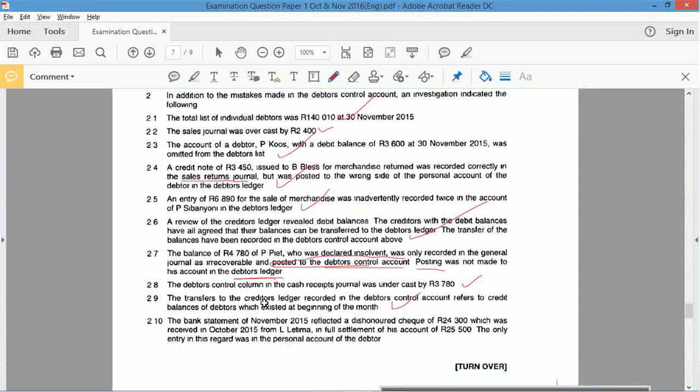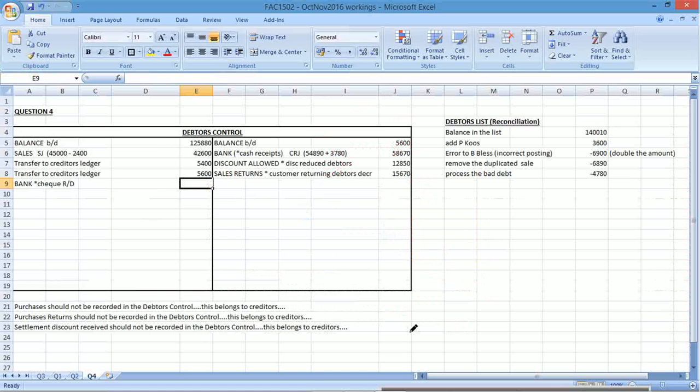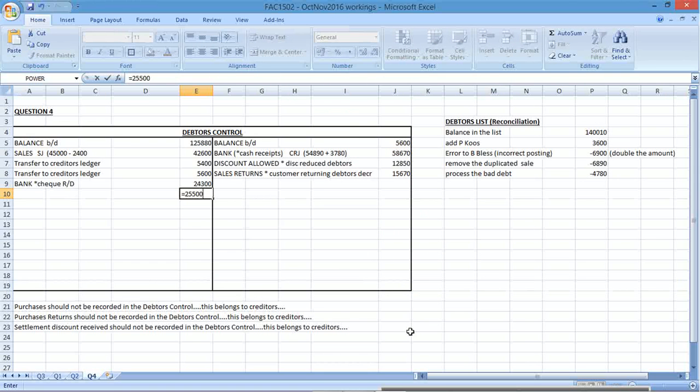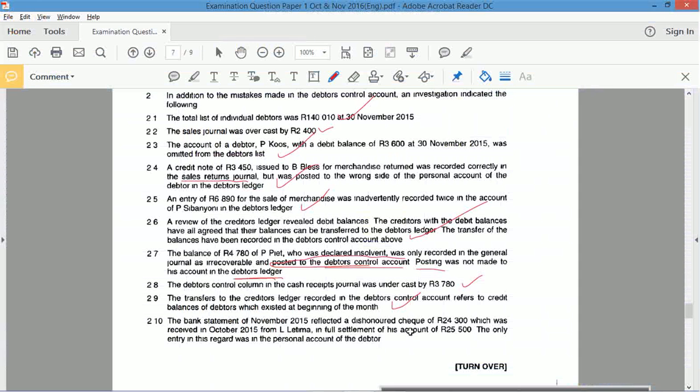Okay, how much was it? The check was for how much? 24,300, but the discount was for how much? 25,500, the full amount. Okay, so the discount is the difference. Okay, so 25,500 less 24,300. That's the discount. Okay, you have to remove the discount as well. Discount allowed, asterisk. This is from the check RD. Okay, got that. Where do you get a discount? Okay, because it was full settlement. So they were to write a check for the full amount of 25,500, but they only wrote a check for 24,300. Okay, so the difference here is a discount.